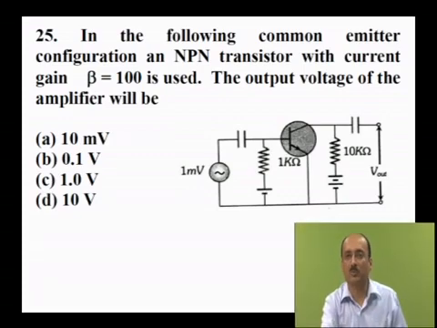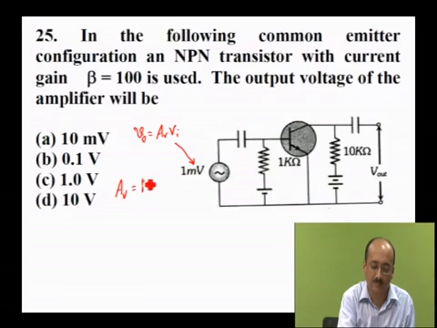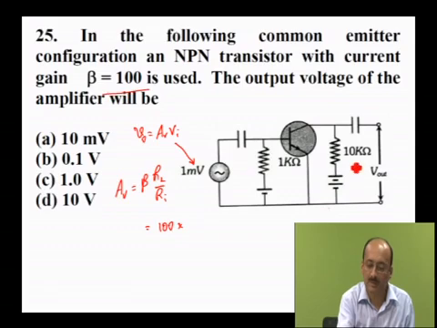used. The output voltage of the amplifier will be, basically if you want to know output voltage V0, it is AV into VI. So our job is to see, VI is given already, your job is to calculate AV. Now AV will be equal to beta into RL by Ri. Beta they have given 100 here, so 100 into RL is 10 kilo ohm, so 10K, and Ri is 1 kilo ohm. So this is 1000, which means 10 raised to 3.